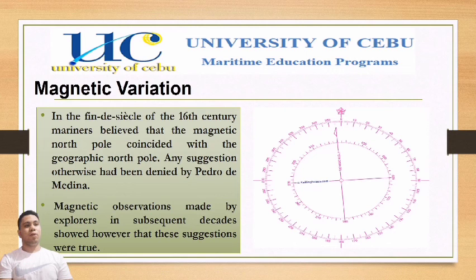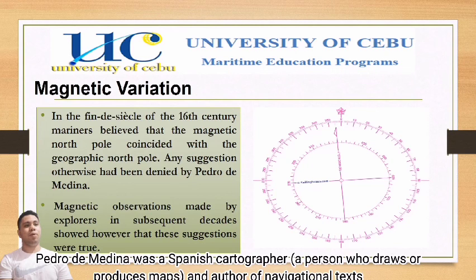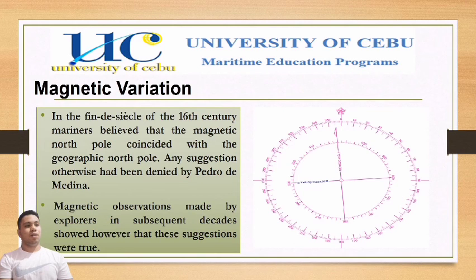In the fin de siècle, or the end of the 16th century, mariners believed that the magnetic North Pole coincided with the geographic North Pole. Any suggestion otherwise had been denied by Pedro de Medina. As we all know, Pedro de Medina was a Spanish cartographer, or a person who draws or produces maps, and author of navigational texts. Magnetic observations made by explorers in subsequent decades showed, however, that these suggestions were true.